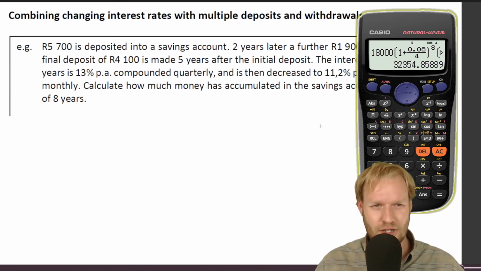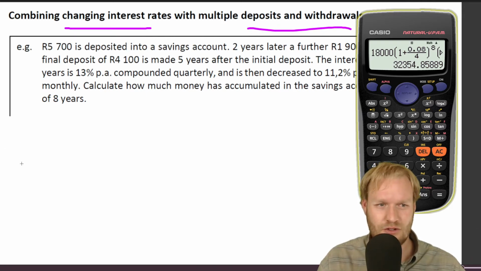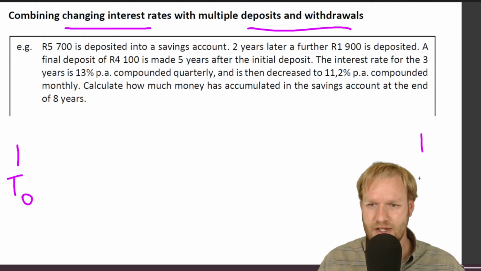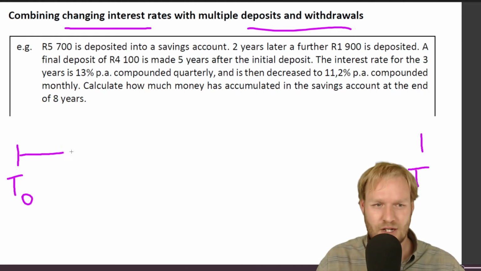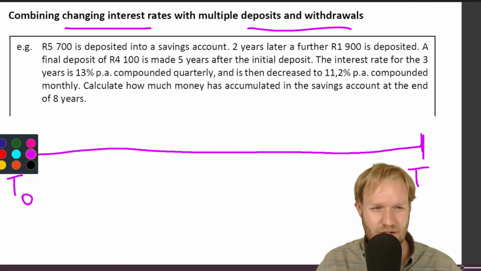What we're going to do in this one now is we're going to change our interest rates a bit, and we're going to withdraw and deposit money more than once. So we're still going to start off here. Let's give ourselves some space at T0, and we're going to end off at T something or other. And we're going to have a timeline, and now loads of stuff is going to happen. So let's keep our wits about us.